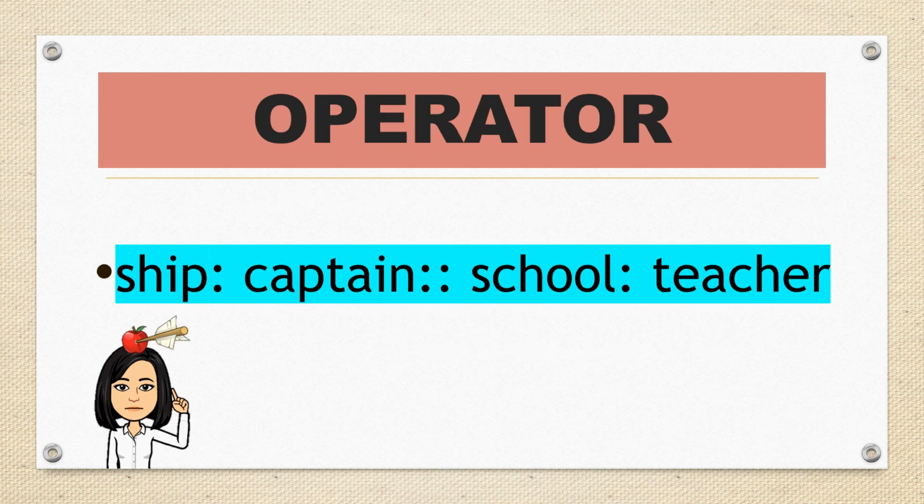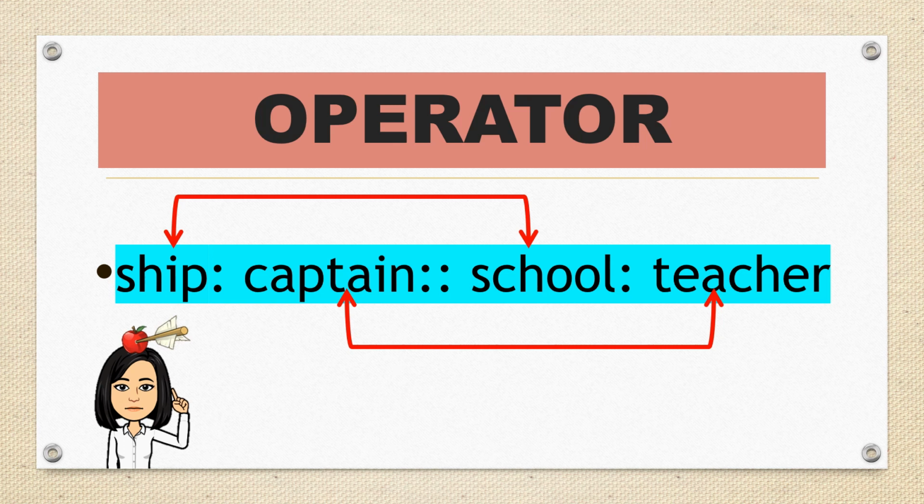Operator. The second words are the people who use or operate the first words. Ship is to captain as school is to teacher, meaning ship is being used or operated by a captain as a school is being used by a teacher.